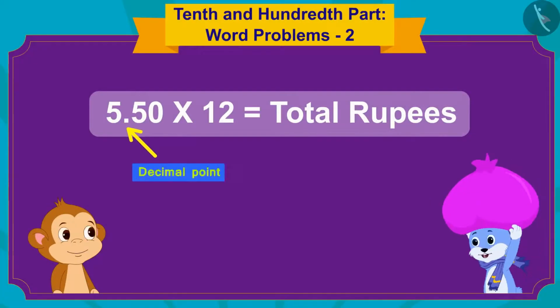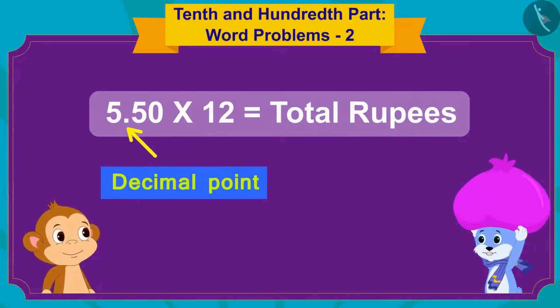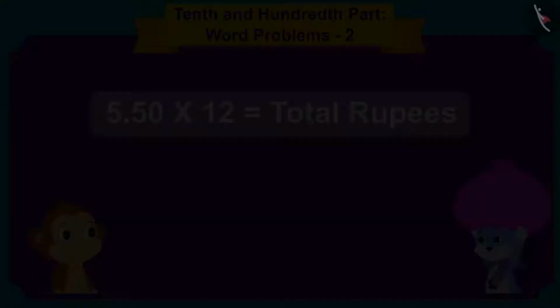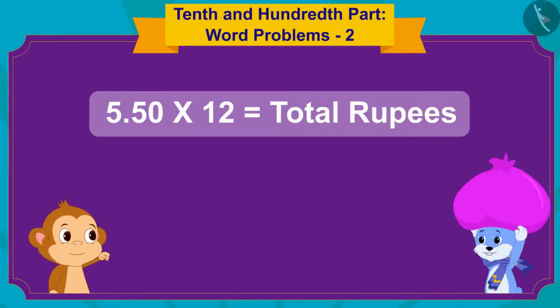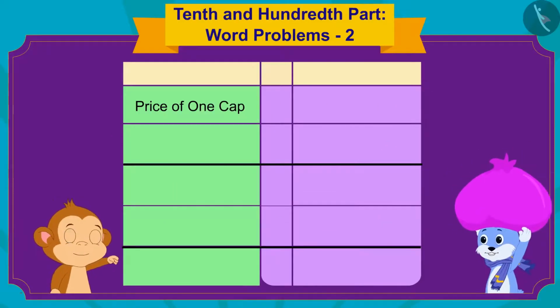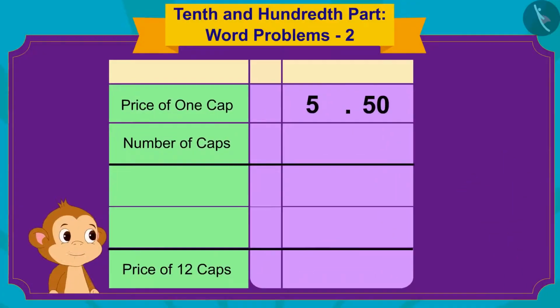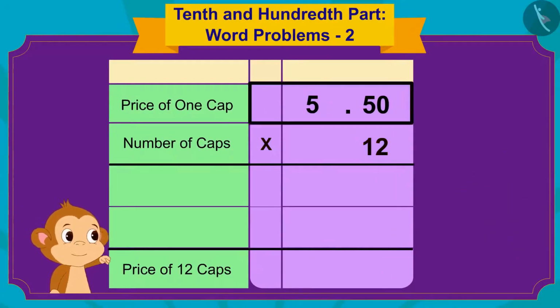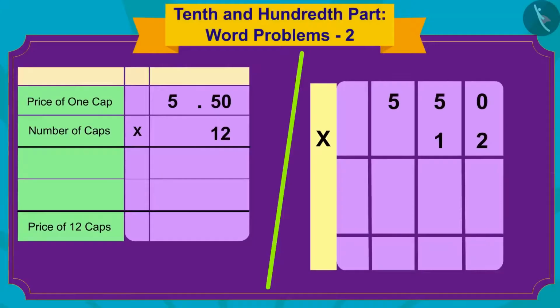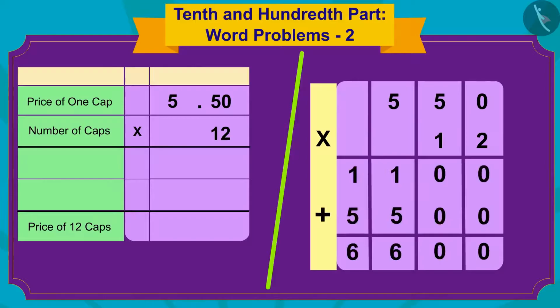I see. But there is also a decimal point in the middle. So how do I do this multiplication? Bunny told Babban. I will teach you. Look, first we'll write the price of one cap like this. Now, we will multiply 550 by 12, just as we do any multiplication. Saying this, Babban quickly multiplied it on a paper in this manner and wrote 6,600 as the answer.